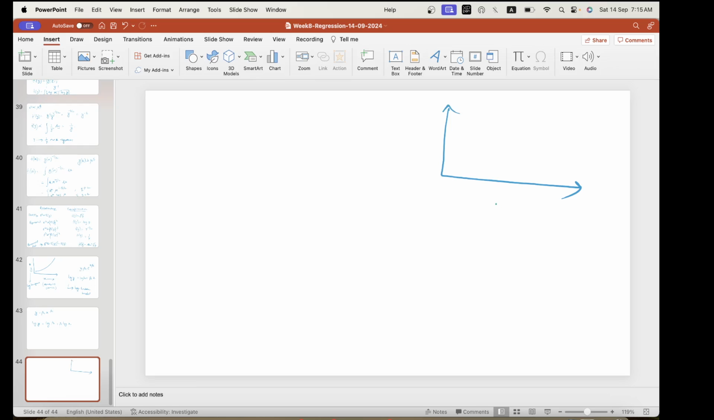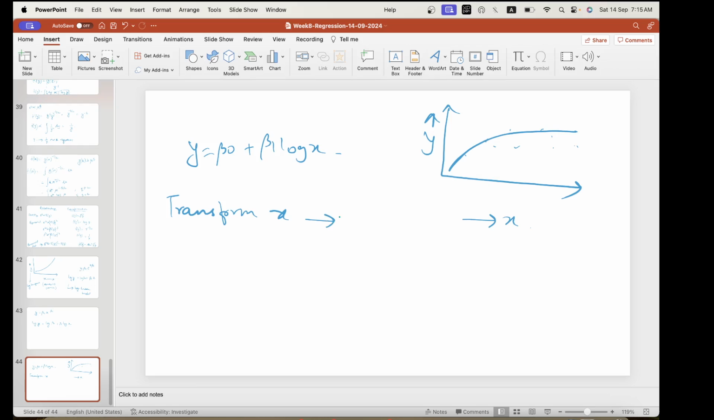And if we have something like this, where this is the x value and the y value goes something like this, and we are modeling y equal to log x type of situation, so this would be y equal to beta naught plus beta 1 log x. Then we'll only need to transform x to log x.